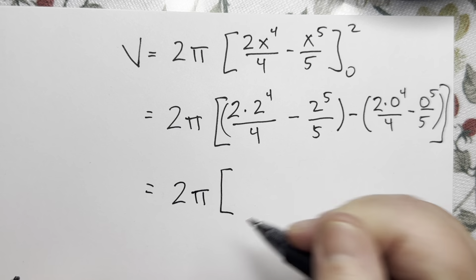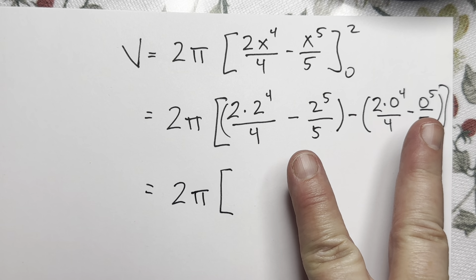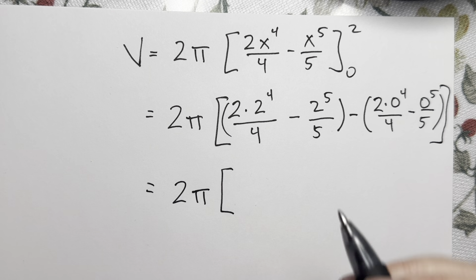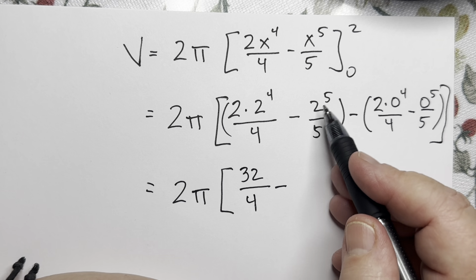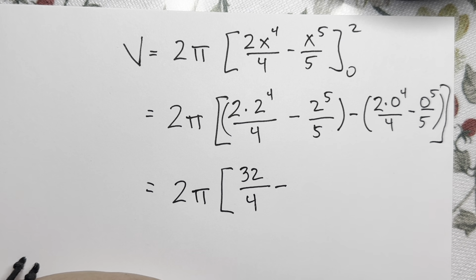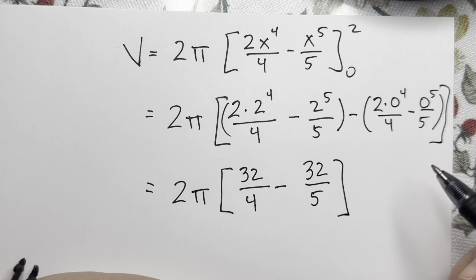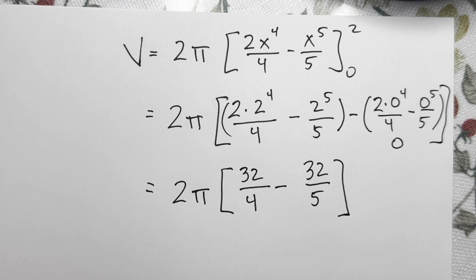Okay, 2 to the 4th. 2 times 2 is 4. 4 times 4 is 16. 2 to the 4th is 16 times 2 is 32 over 4 minus 2 to the 5th is just 16 with another 2. So that's 32 over 5. And of course, this is 0. It would be so cool if we could actually connect the dots here. We really, really can't. So now it's up to you.